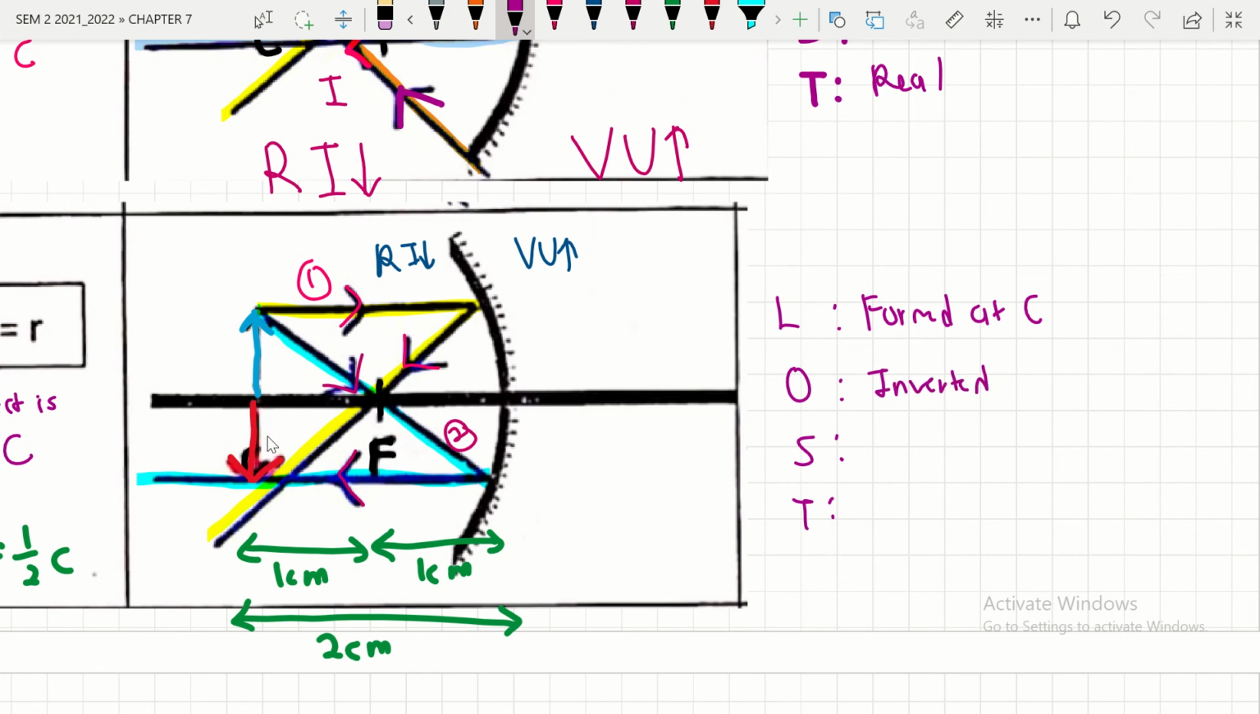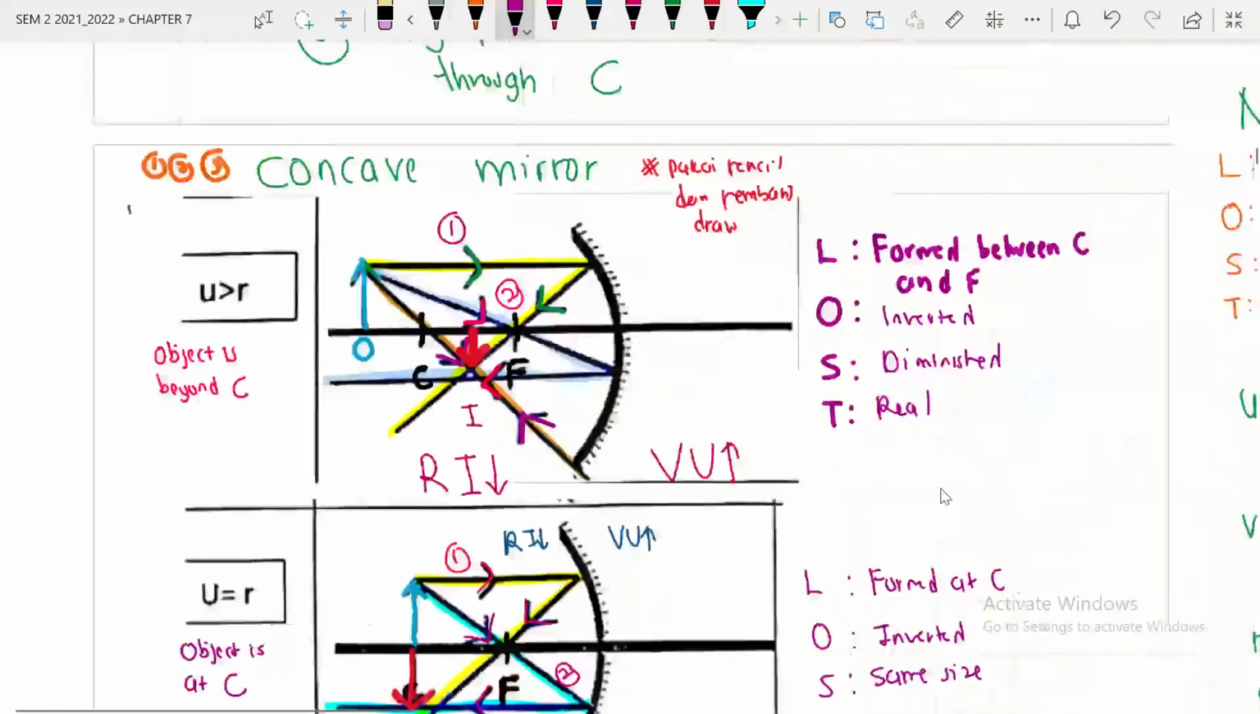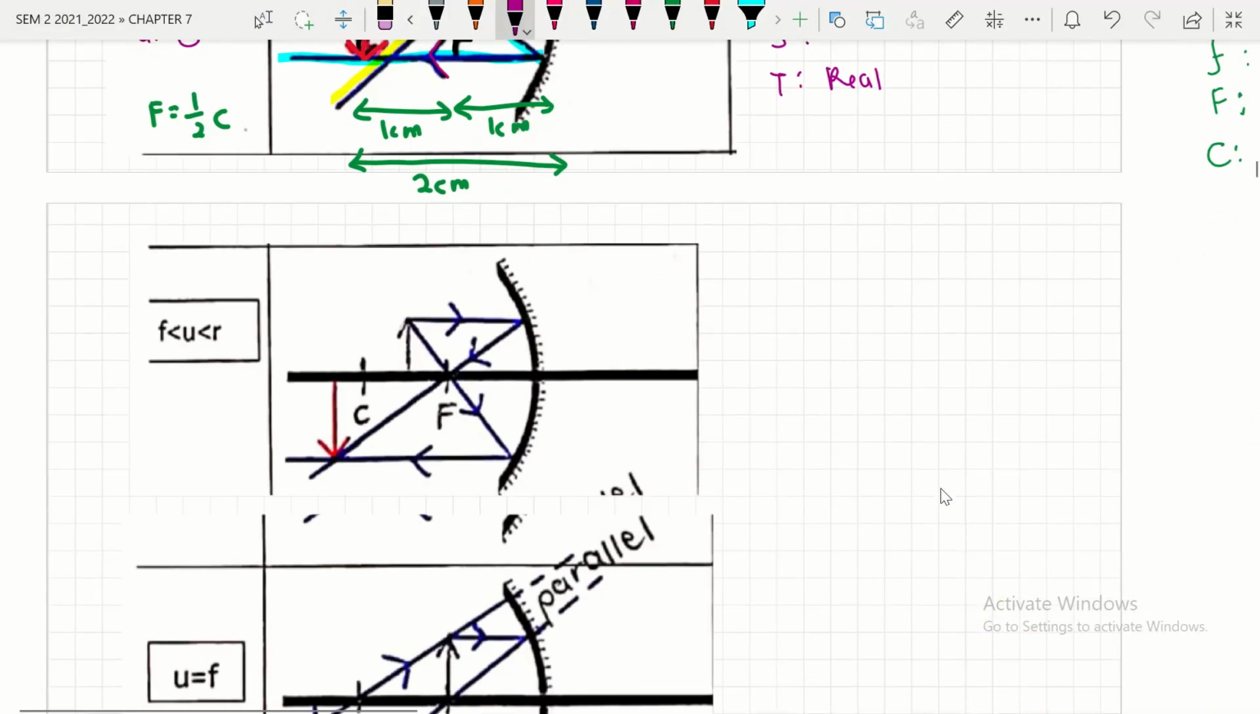And what about the size? So, dia terbentuk pada tempat objek itu berada juga. Jadi, dia adalah same size. What about the type of image? Dia terbentuk di hadapan mirror kan? So, when it's in front of mirror, dia adalah real image. That's all. Okay, we are done with 2. Okay, kita try yang ketiga pula.